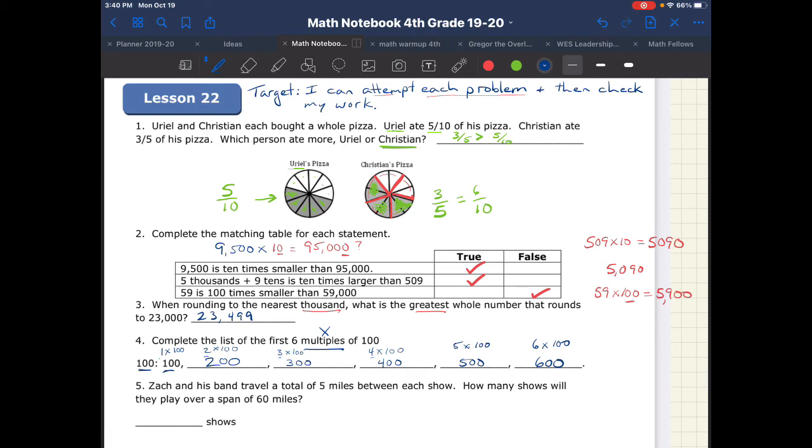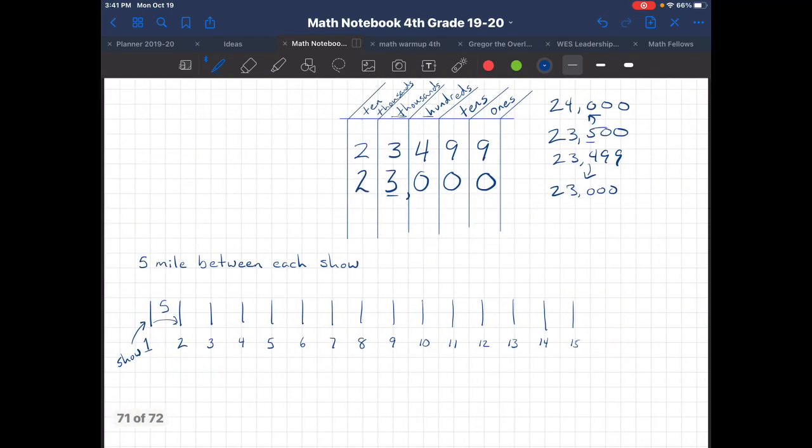Number 5, Zach and his band travel a total of 5 miles between each show. How many shows will they play over a span of 60 miles? So I made a diagram. They said 5 miles between each show. So here's my first show. They go 5 miles between the first and the second. So they keep going 5s. So I kind of need to just count this up.